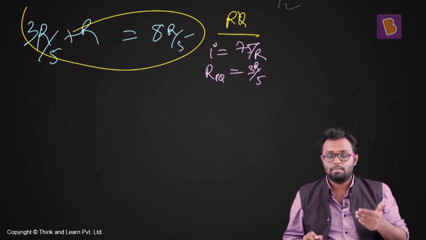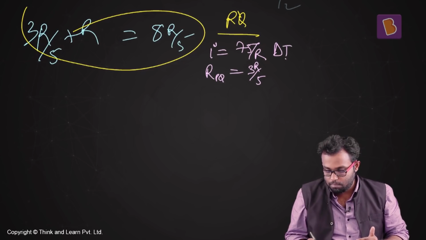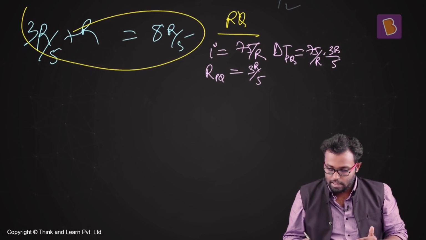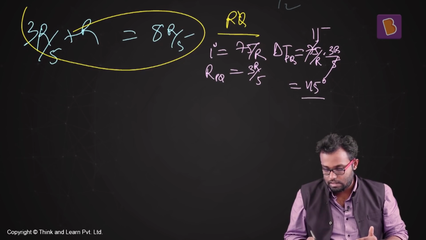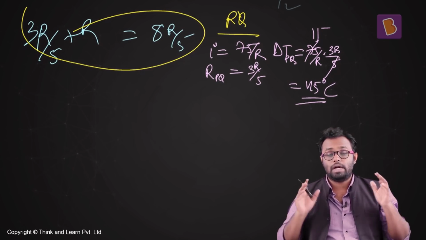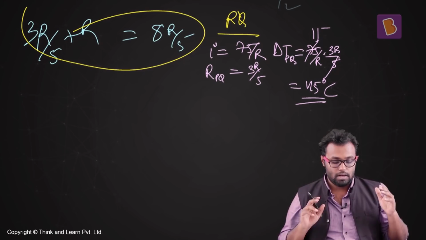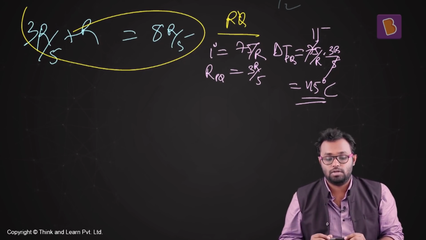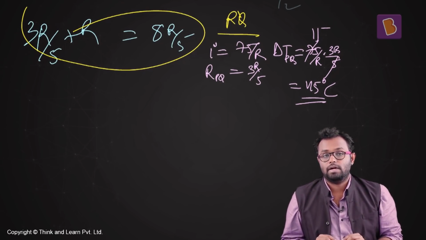So what will be the temperature difference? So delta T between PQ will be IR, that is 75 by R times 3R by 5, and that is 15 times 3, that is equal to 45 degrees Celsius. Okay, that is the temperature difference between junction P and junction Q. So that will be the right option.